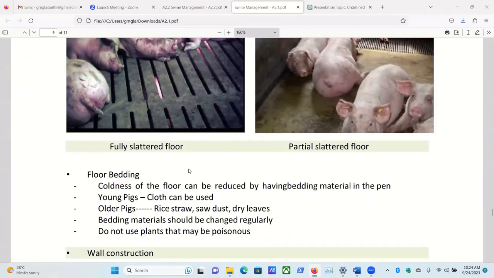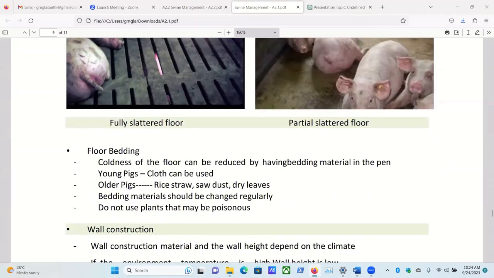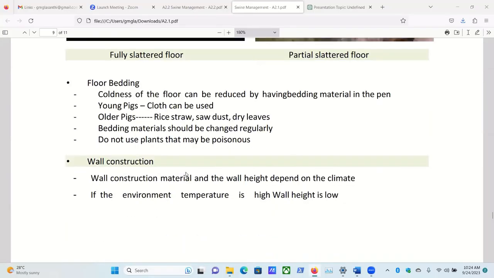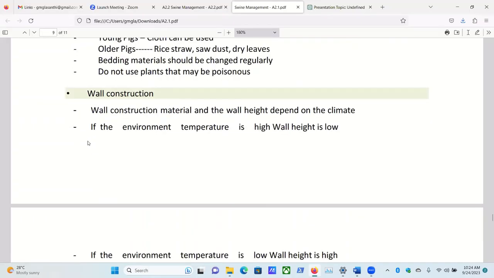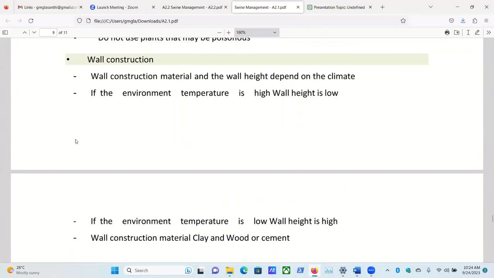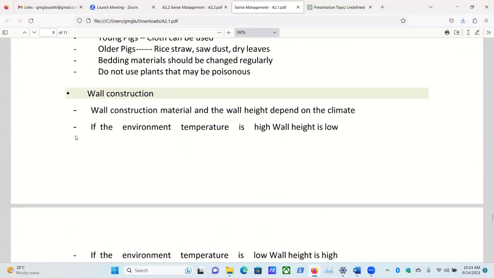So for the solid floor, sometimes you have to provide bedding, especially for the young pigs and for the piglets. For the young pigs, you can use cloth or something. For the older pigs, you can use rice straw or straw, something like that. If you use bedding materials, they should be changed regularly. At the same time, you should take care not to use plants which are poisonous. Some plants are poisonous and you should avoid using such things.